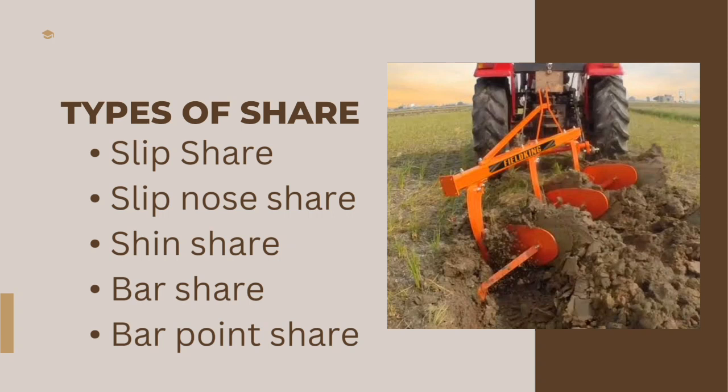Slip share. It is one piece with a curved cutting edge having no additional part. It is a common type of share mostly used by the farmers. Slip nose share. It is a share in which the point of the share is provided by a small detachable piece. It has the advantage that the share point can be replaced as and when required.